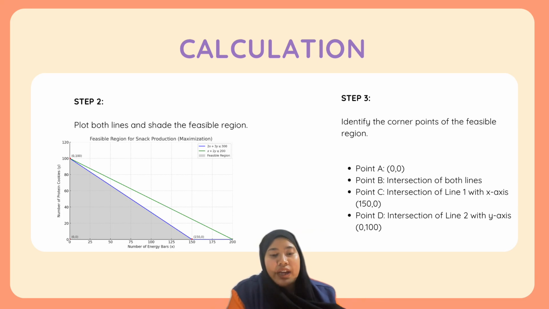So step 3, identify the corner points. To solve the LP problem graphically, we now identify the corner points of the feasible region. Point A is (0, 0). Point B is (0, 100), the y-intercept of both lines. Point C is (150, 0), which is the x-intercept of the oats constraint. Point D is the intersection point of the two lines. So next we will pass to the next presenter, Muhammad Daniel, to calculate the intersection point.